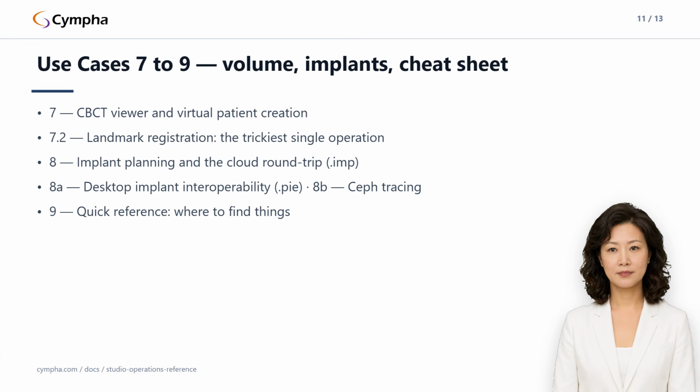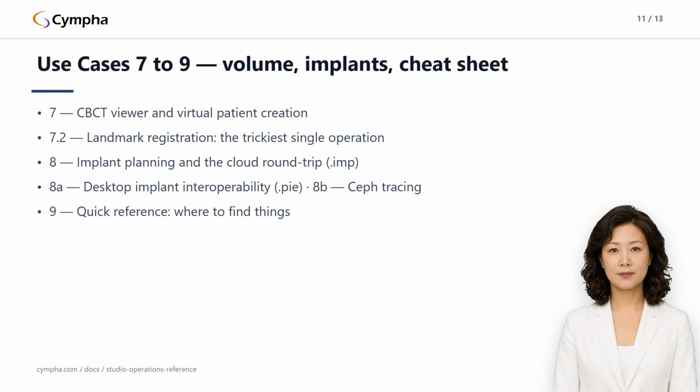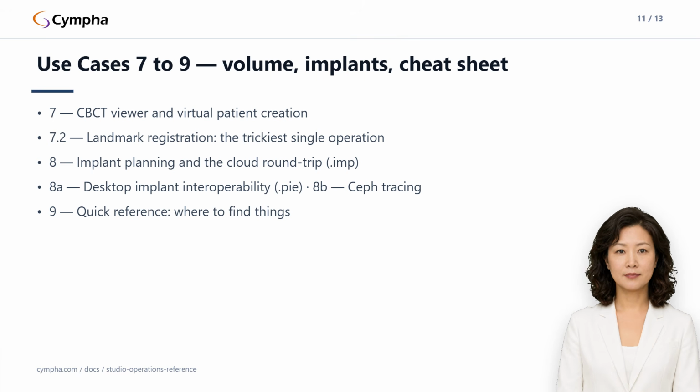8. Implant planning and synchronizing with the Cloud Implant module, planning implants in the browser and round-tripping through the implant plan file. 8a. Interoperability with the desktop Guide Mia implant planner through its project file, and the doc tells you exactly when to reach for it, when your implant lab works on desktop and you're collaborating from Studio. 8b. Cephalometric tracing on a lateral X-ray, start to finish. And 9. The quick reference, where to find things. That's the cheat sheet, and the advice attached to it is the most practical line in either volume. When you can't remember which menu a thing is in, look there first.